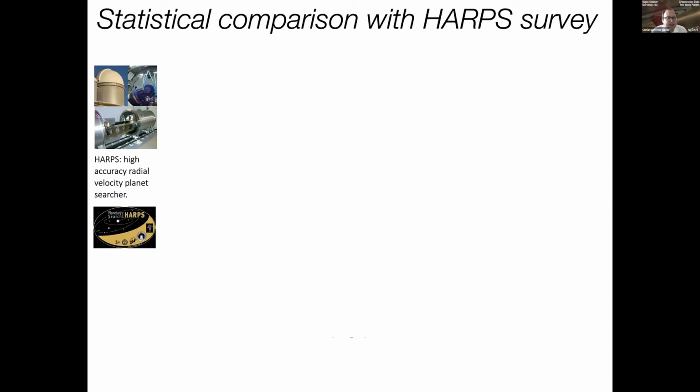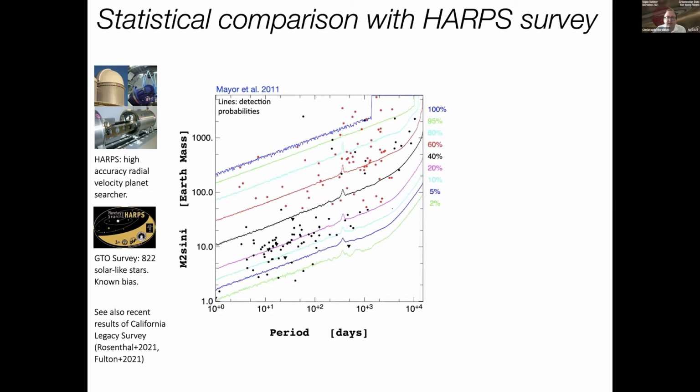And here we're going to do that by comparing with the results of the HARPS survey. This is a radial velocity survey where we observed 822 solar-like stars. We also have a known detection bias, so we know with what probability we would have discovered planets of a given mass and semi-major axis or period. These are the actual observation results. The points are all the planets we detected, and the lines are the detection probabilities. Now we can just count. We discovered 161 planets around 102 stars, a mean multiplicity of 1.6.